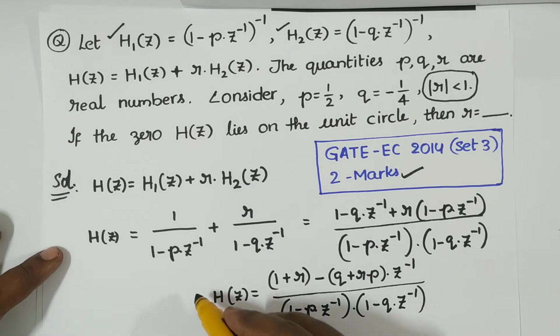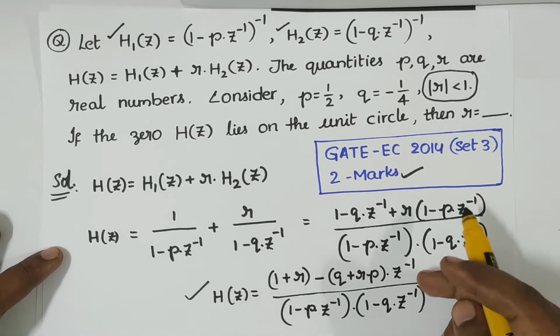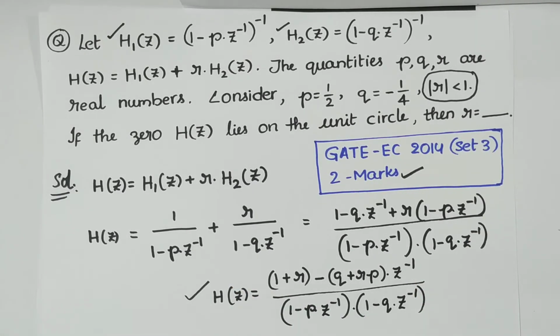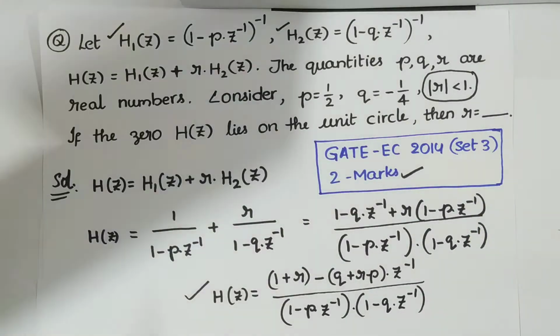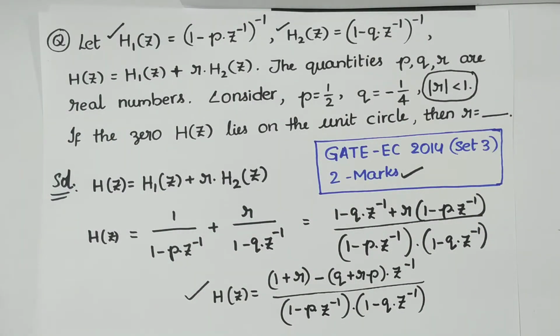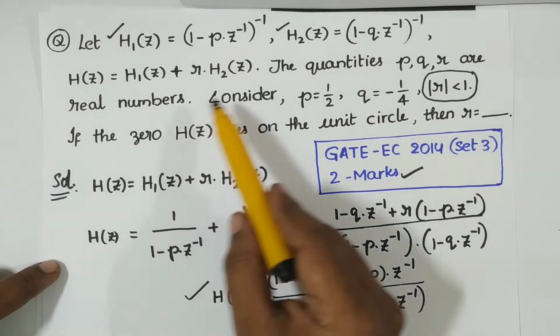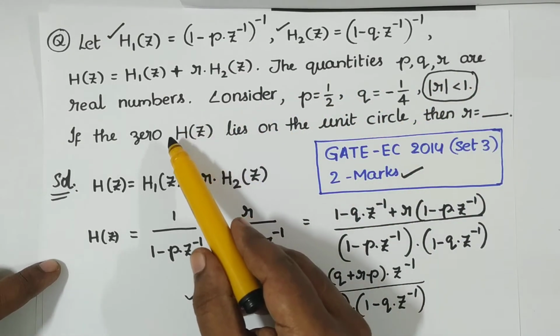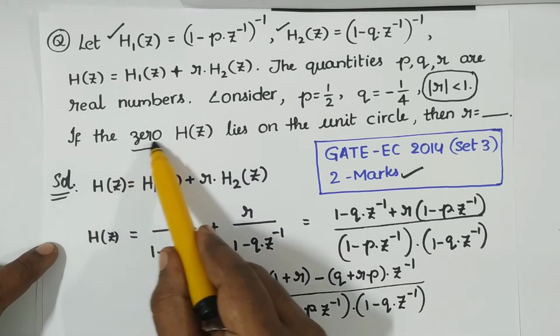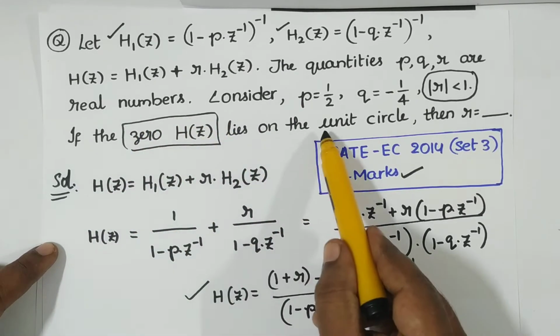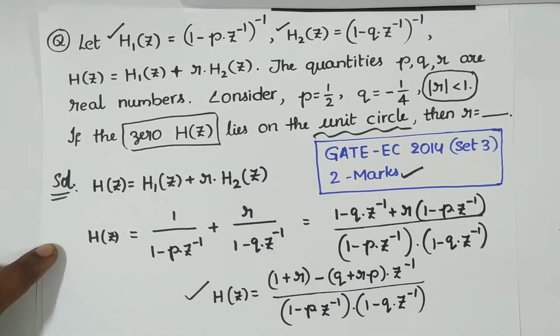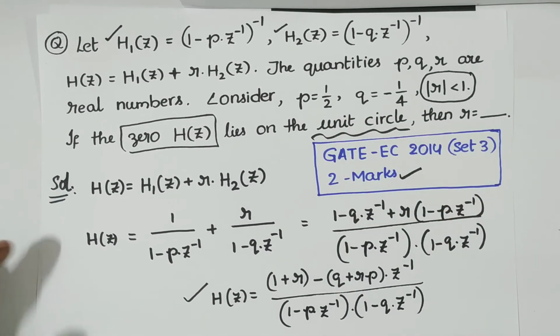Is that okay? So therefore we have H of z as a ratio. The numerator quantity belongs to zeros, and the denominator quantity will talk about poles. We need to focus not on poles as of now, because the question says the quantities p, q, r are real numbers. Now the fact is that if the zero of H of z lies on the unit circle, then r equals what, provided p and q are given like this, and we obtain H of z as follows.